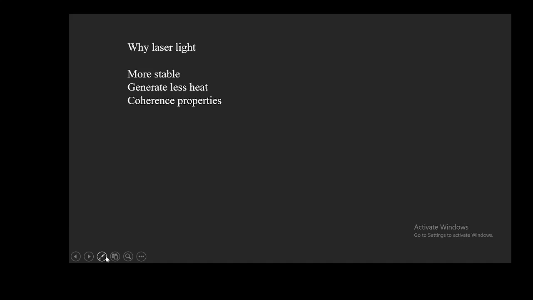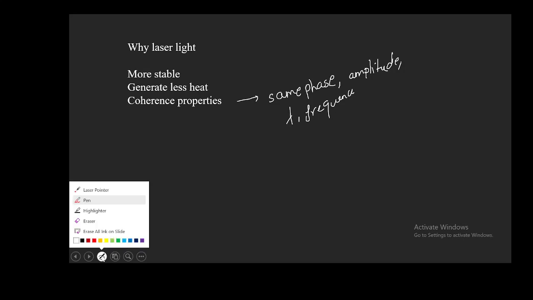What does it mean? Basically, the light rays are in the same phase, same amplitude, same wavelength, and frequency. These are the characteristic features of laser light, and therefore it is used in the confocal microscope.